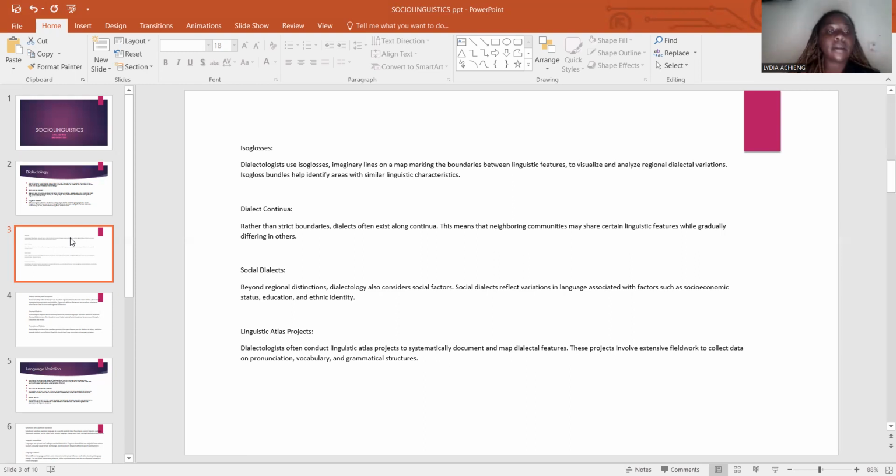Social dialects. Beyond regional distinctions, dialectology also considers social factors. Social dialects reflect variation in language associated with factors such as socioeconomic status, education, and ethnic identity.